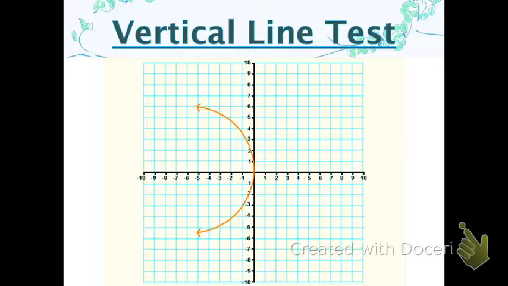Here's another half circle. It's still not a function. If I draw a vertical line over here, I hit 2 points. So it's not a function.